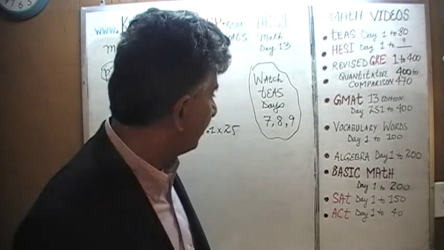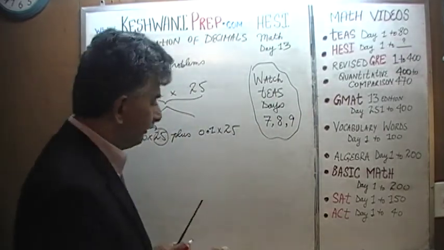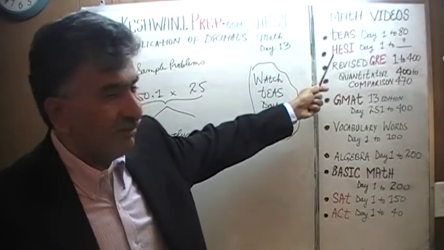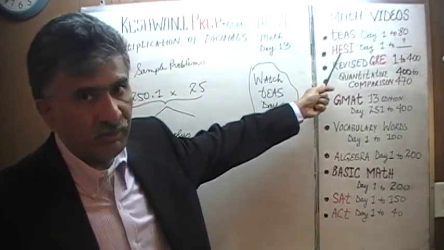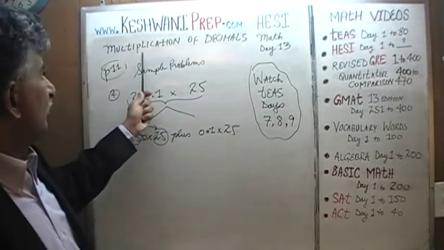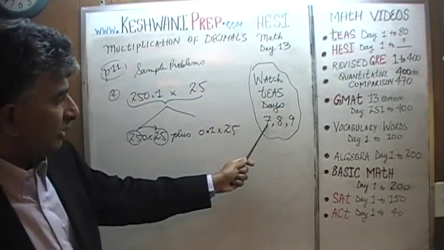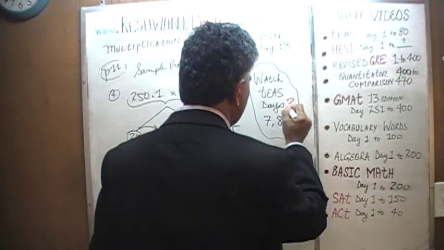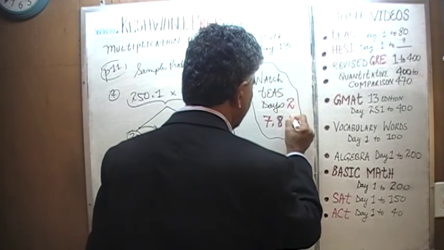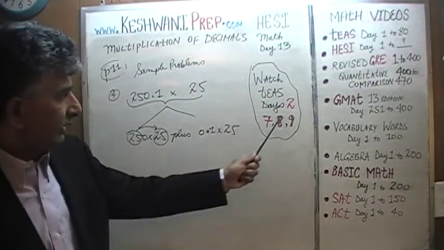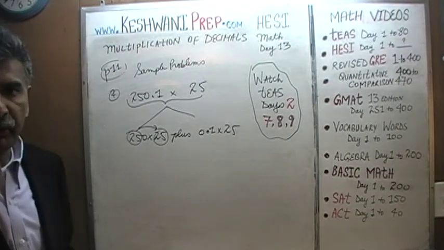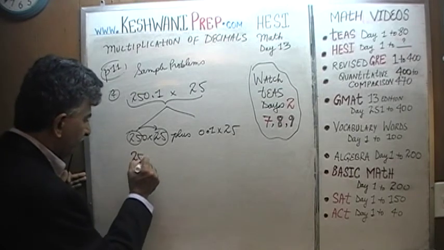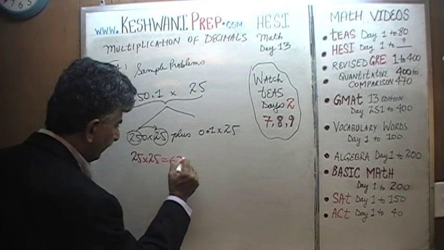I'm going to add one more number here. Here you see the list of the videos from the TEAS and HESIs. The math on these two exams is very similar. If you need more practice on multiplication of decimals, here are some videos I would like you to watch: 7, 8 and 9, plus day number 2. Watch these four videos. Day 2 is where we discuss the squares, and what we learned in day 2 is that 25 times 25 is 625.